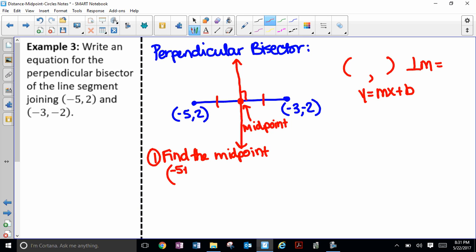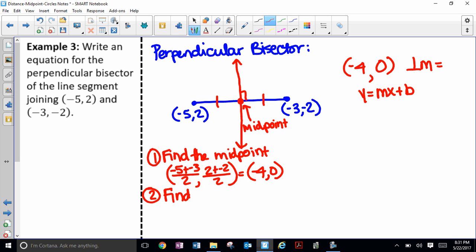So -5 plus -3 divided by 2, 2 plus -2 divided by 2. Remember that gave us -4, 0. Okay, so then that means -4, 0 is the point that this line has to go through. Okay, next, we need to find the slope of the segment.